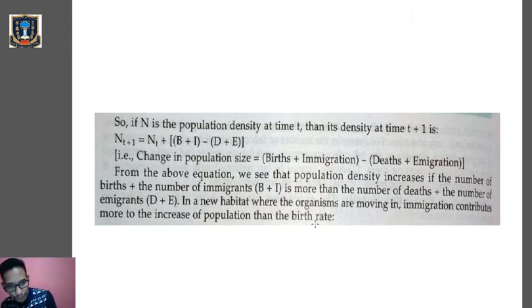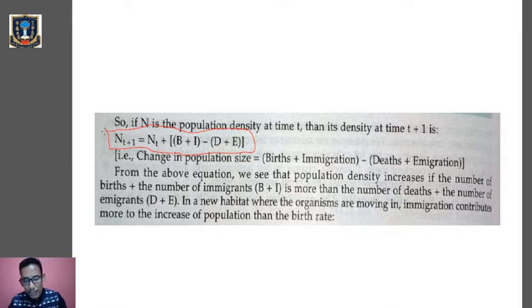Now next one, the formula for population density at any time t. So let's see, if N is the population density at a time t, then the density at time t plus 1 is given by the formula N t+1 equals N t plus B plus I minus D plus E. So that is, change in population size equals B means birth, plus I means immigration, minus D means death, plus E means emigration. So from this equation we can say that the population density increases if the number of births plus immigrants is more than the number of deaths plus emigrants.